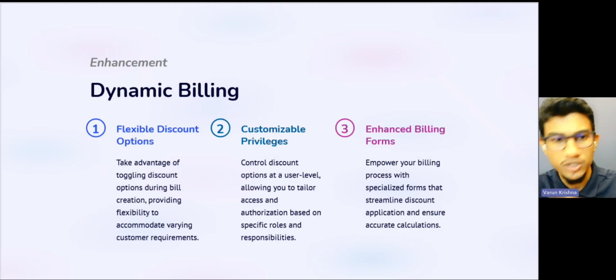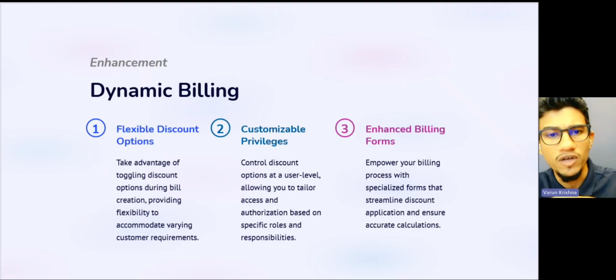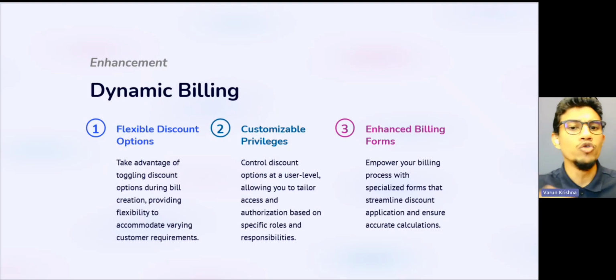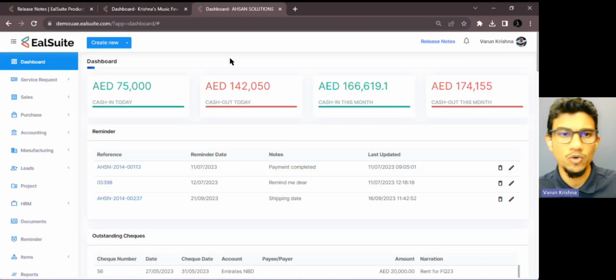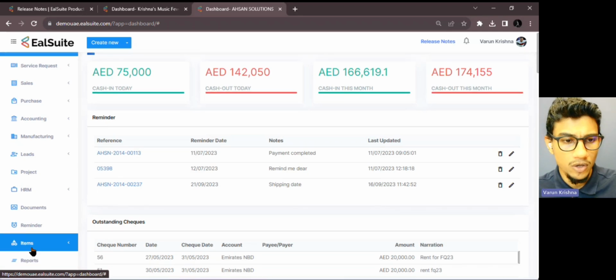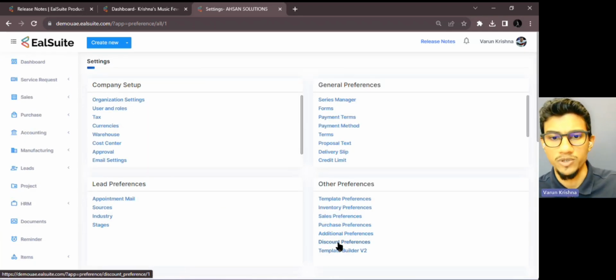So, flexible discount options take advantage of toggling the discount option during bill creation itself. That is a new enhancement, providing you with more flexibility. Now, user level customization can be made with the help of forms. We'll be speaking about that as well. So let's do one thing. We'll go to settings and the discount preferences option here.